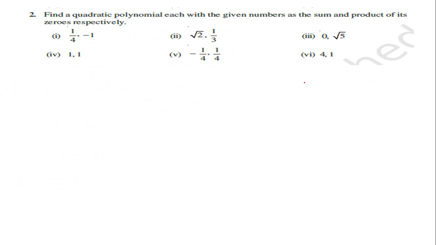And now this is the last question of the last exercise for today. Here sum and product of zeros are given, and we have to write the polynomial. This is totally twisted, totally the reverse of the previous one. What we have done: sum of zeros and product of zeros are given, and we have to write the polynomial.